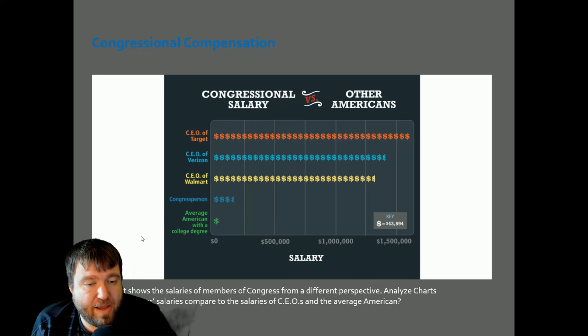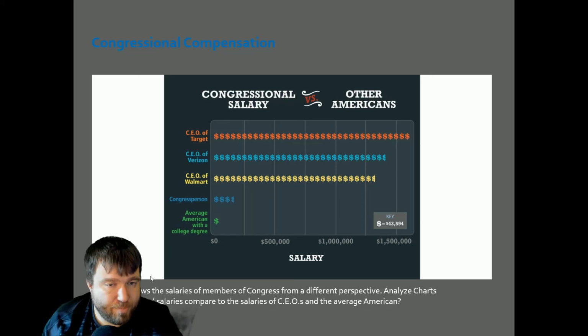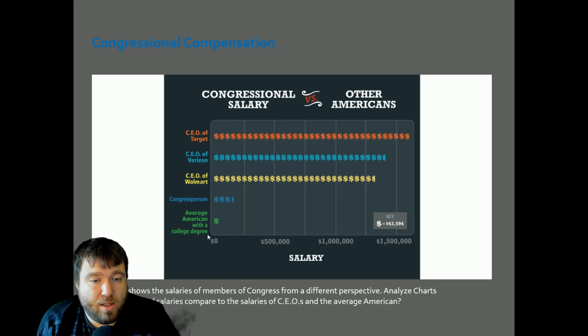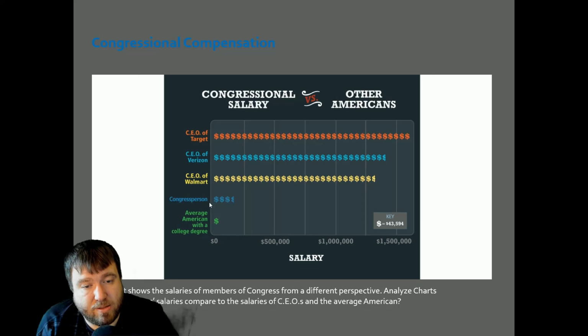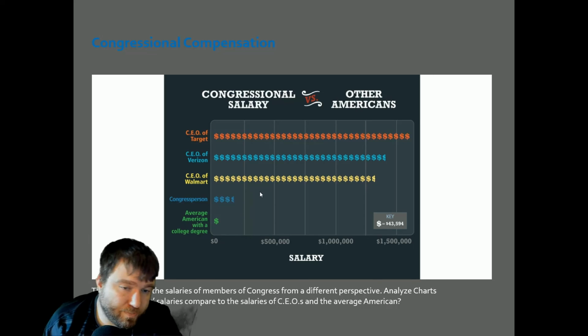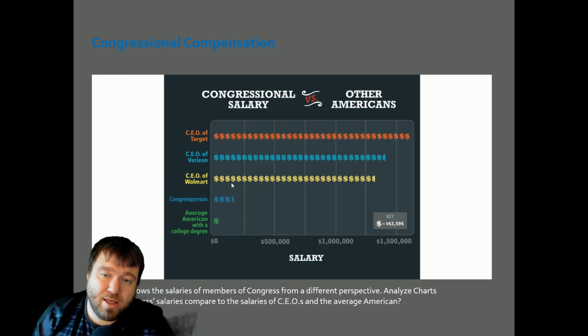So, down here at the bottom we have the average American with a college degree. That is about one dollar sign, $43,594. This is all just averages. So that's your average person with a college degree. Now if we go up to Congressperson, we have 3.5 dollar signs. So that is 3.5 times the amount that the average person would be expected to make. So, it's growing. But then we get up to CEO of Walmart.